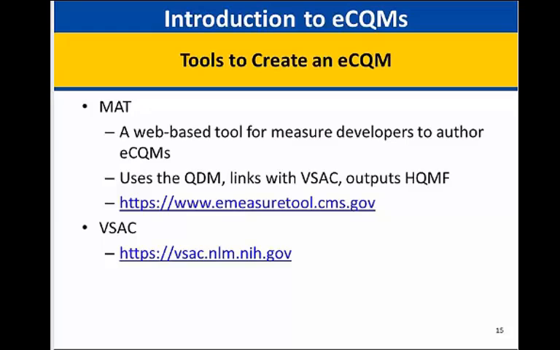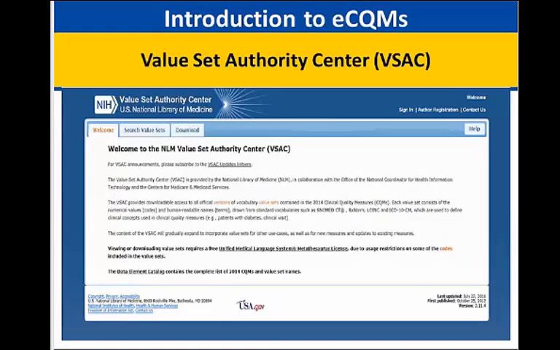The data expressed in the tool by the users serves as the input to the transform process, which ultimately supports the defined export files. The MAT allows measure developers to create a measure in HQMF without having to know the technicalities of HQMF. And the Value Set Authority Center can be accessed from the MAT with a valid UMLS license, and I'll talk a little bit more about that. So here's the Value Set Authority Center.